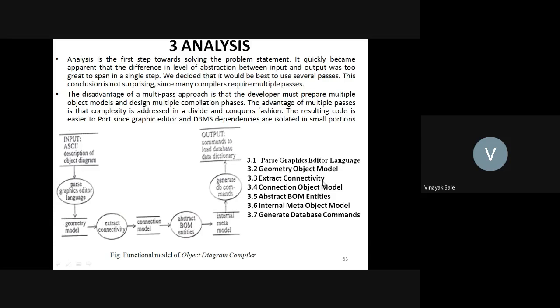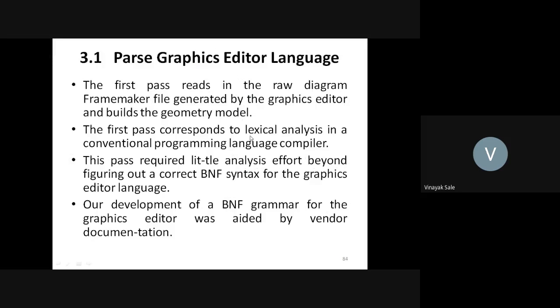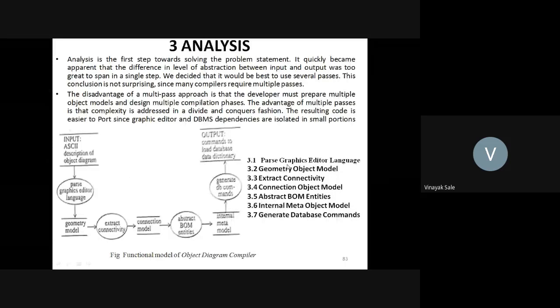So there are 7 parts in this figure. First, parse graphics editor language, then geometry model, geometry object model, then extract connectivity, connection model or connection object model, abstract entities, internal meta model or internal meta object model, and then generate database commands. These 7 parts from input to output we will study one by one.